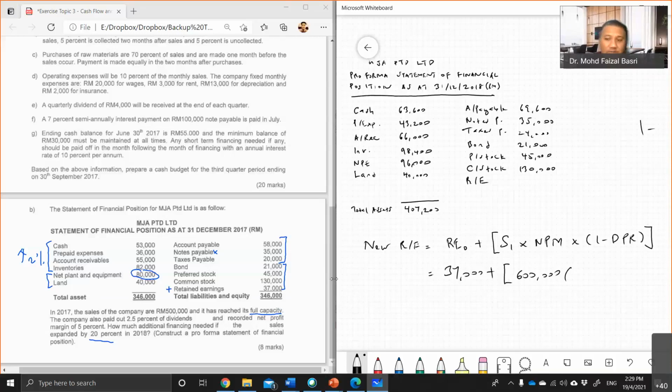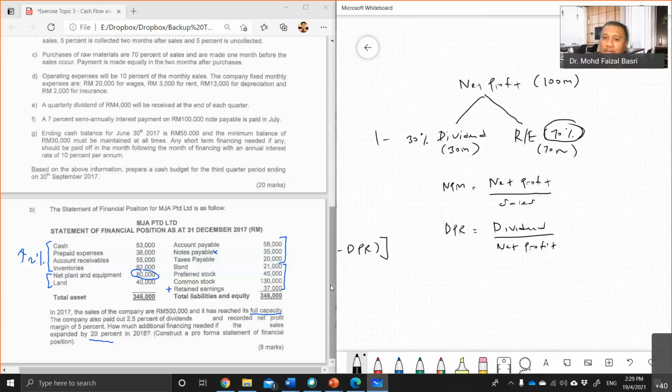The net profit margin. Okay, so for both net profit margin and DPR, there are two possible outcomes. First, the question might give you directly the net profit margin and also the dividend payout ratio. If that's the case, just use those as our ratios. Or if it's not given in the question, you might have to find your NPM and DPR yourself. So therefore, these two formulas are very important, if it's not given. But for this question, I think they give you straight away.